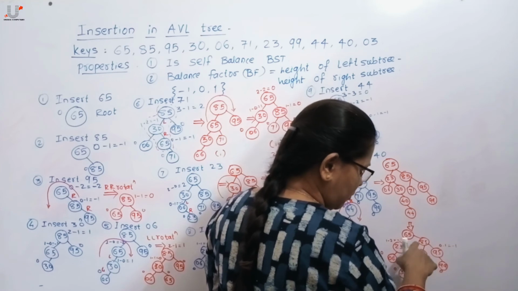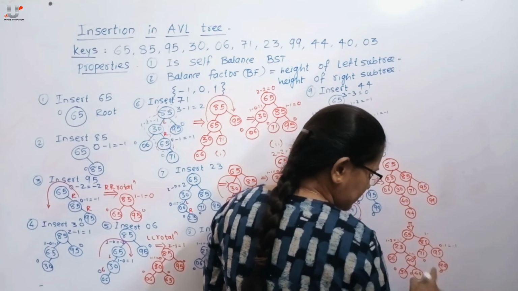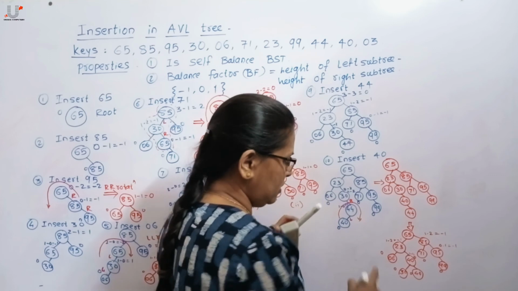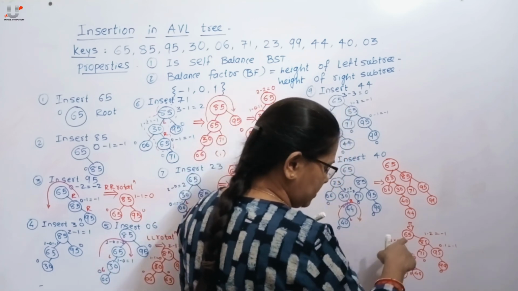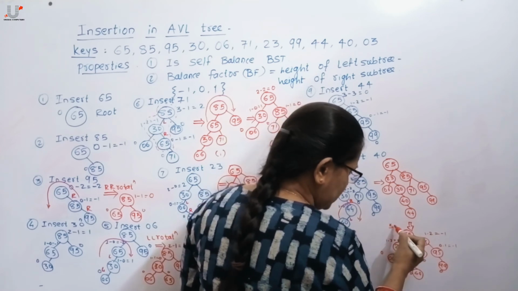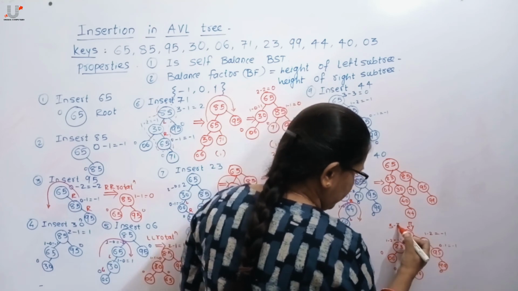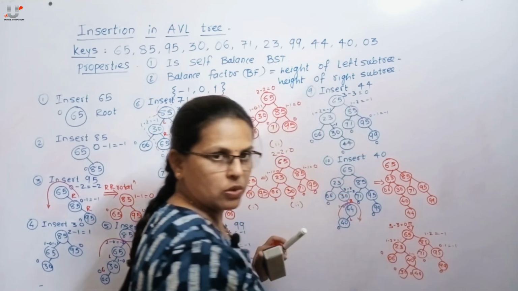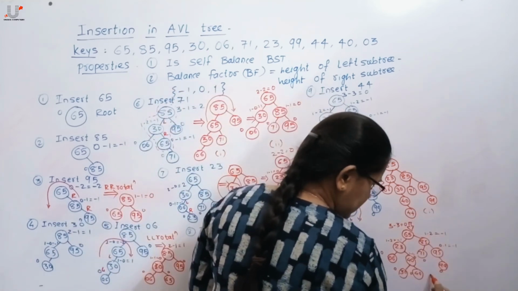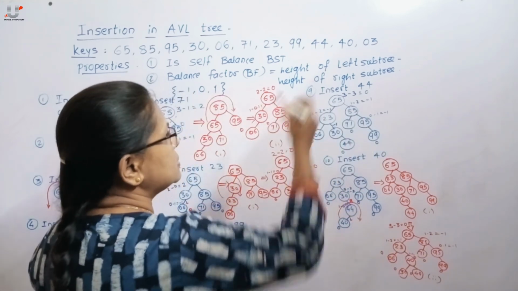For 85, height of left subtree, as only 71 is to the left of 85, so 1 minus height of right subtree, it's 2, 1 minus 2, the balance factor is minus 1. For this 65, max height of left subtree is 3, minus max height of right subtree 3, so 3 minus 3, here the balance factor is 0. As it's an external rotation, to balance it takes these two rotations. Then the next is insert.